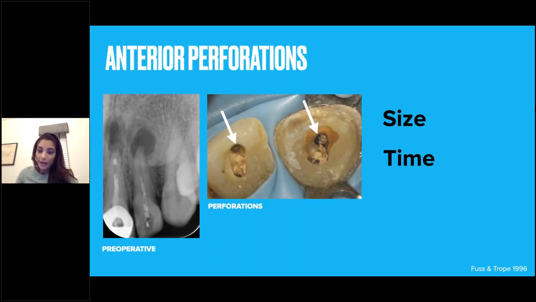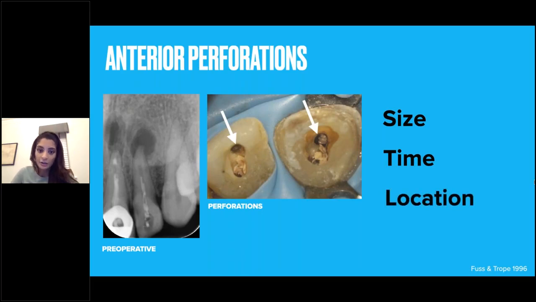you can get secondary perio involvement of that perforation. So if we imagine this tooth here, it's going to have inflammation and infection at the perforation site. Once that communicates with the oral cavity, we then have a joint perio-endo lesion that's very difficult to repair. So time is important, and also the location.